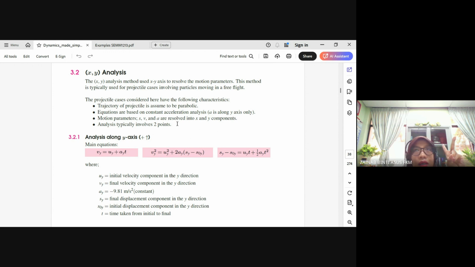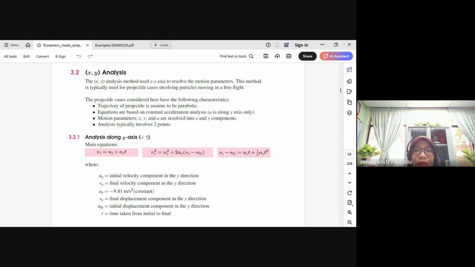So you will have to refer to the reference, because for xy you will have to refer to its reference, and then you have to refer to other particles, other points, the movement of the particles. So analysis usually involves two points. So we have this equation here. This equation actually comes from your rectilinear motion.